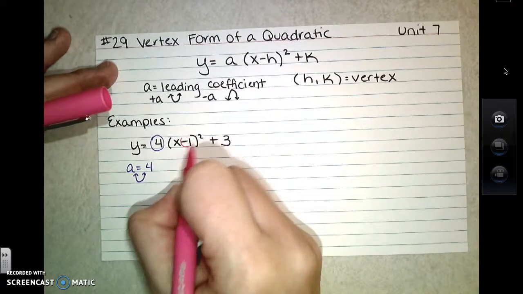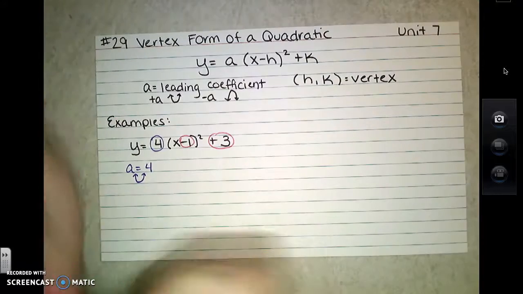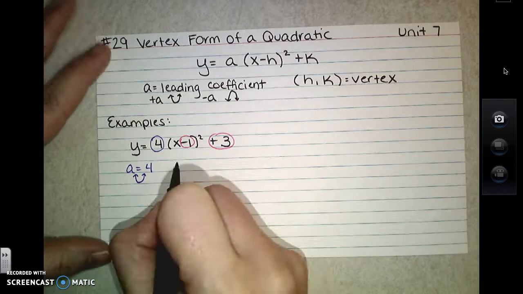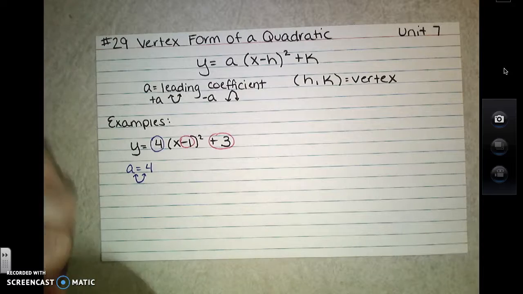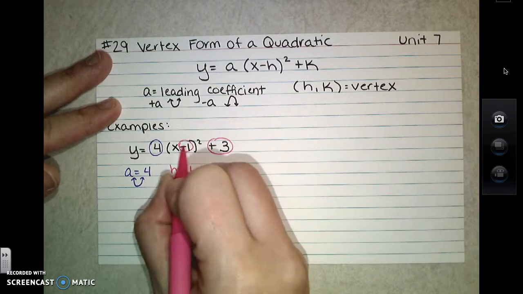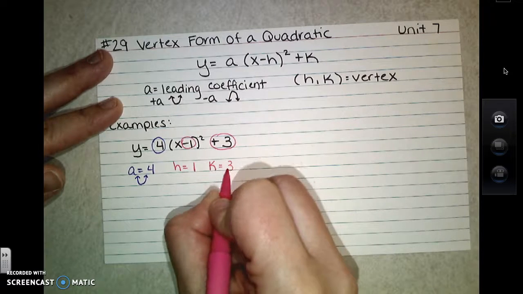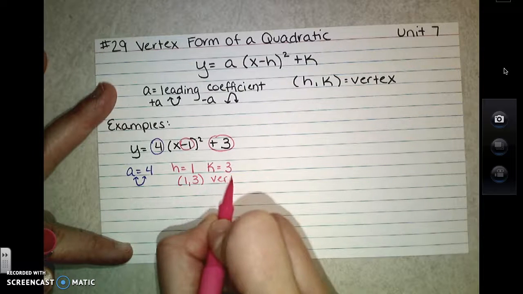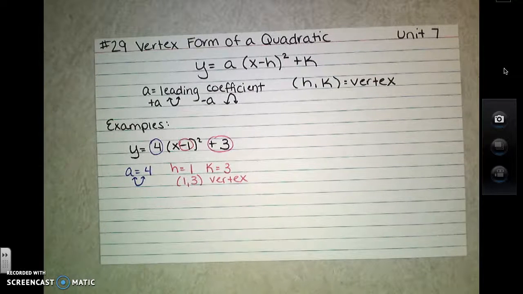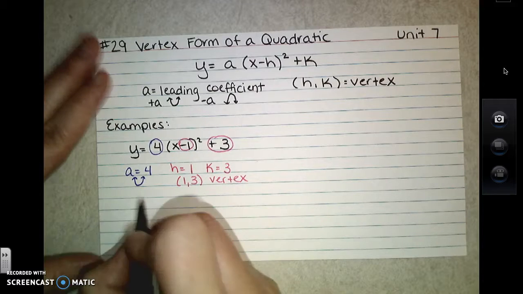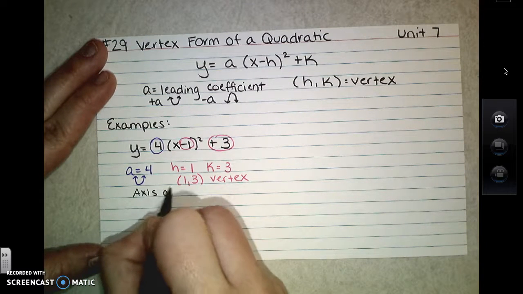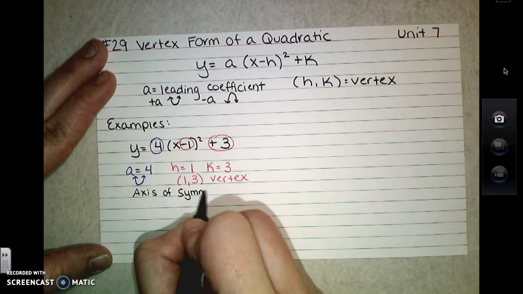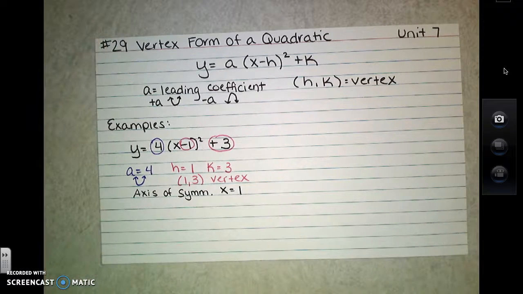And then we have these two numbers, which will give us the vertex, right? So I'll do that in pink. h will equal 1, because we change this sign here, and k will equal 3, because we keep the sign there. So (1, 3) is the vertex. Okay, and so that also tells us that the axis of symmetry is at x equals 1. Okay, so there's an example using the form itself.